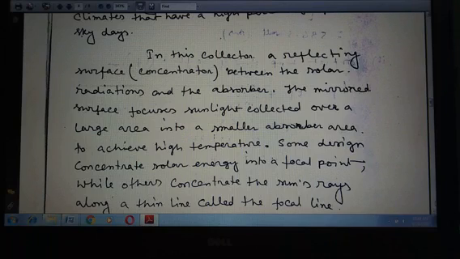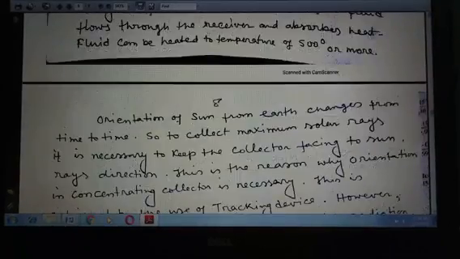The receiver is located at the focusing point or along the focal line. A heat transfer fluid flows through the receiver and absorbs the heat. Fluid can be heated to temperatures up to 500 degrees centigrade or more.